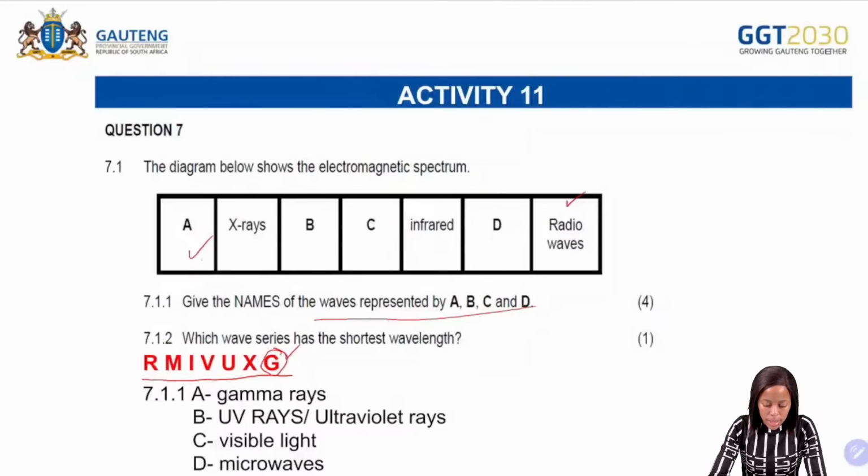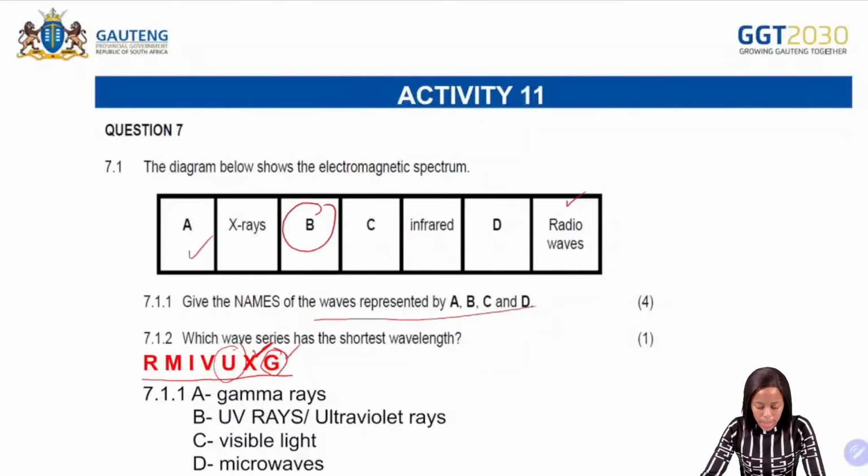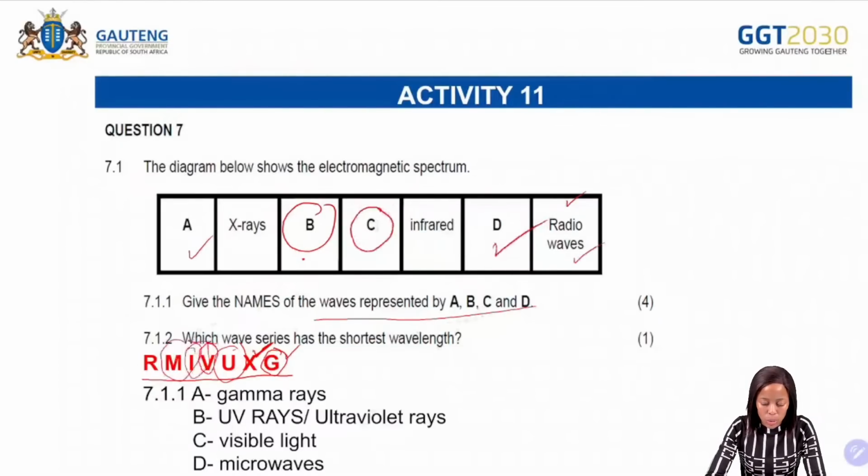And then if this is the gamma rays, the next one is X-rays. Therefore, it means that the letter B is represented by this one here, which is your UV rays or ultraviolet rays. And then from there, we have the visible light, which is the letter C. After visible light, we have infrared. And then by letter D, what is it that we have? We have the microwaves. And then this one should therefore be your radio waves there.